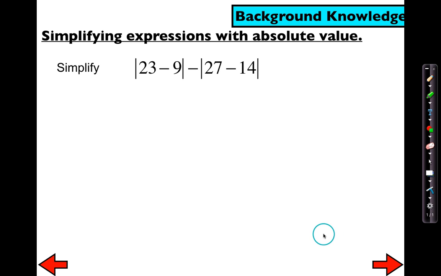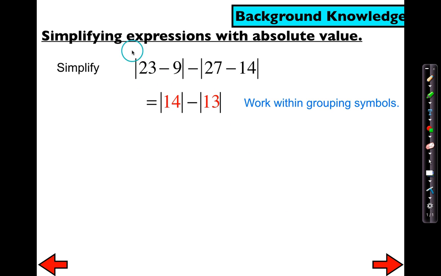So notice when we're simplifying expressions with absolute value, you basically treat the absolute value as if it were parentheses, in a sense, because they are grouping symbols. So you had to simplify 23 minus 9 first, which was 14, 27 minus 14, which was 13, and then from there, take the absolute value of each number, and you can simplify it completely then.